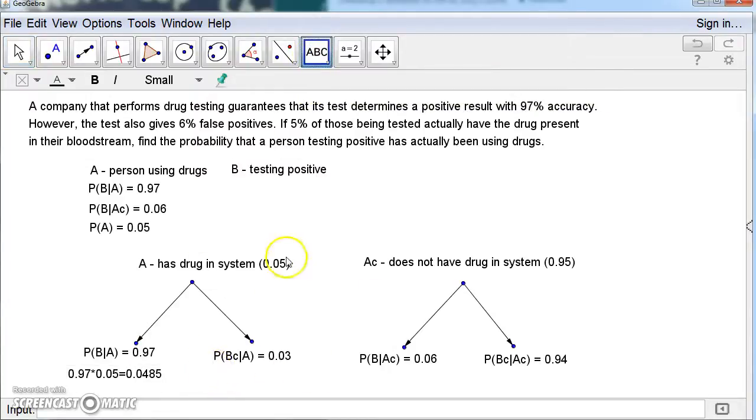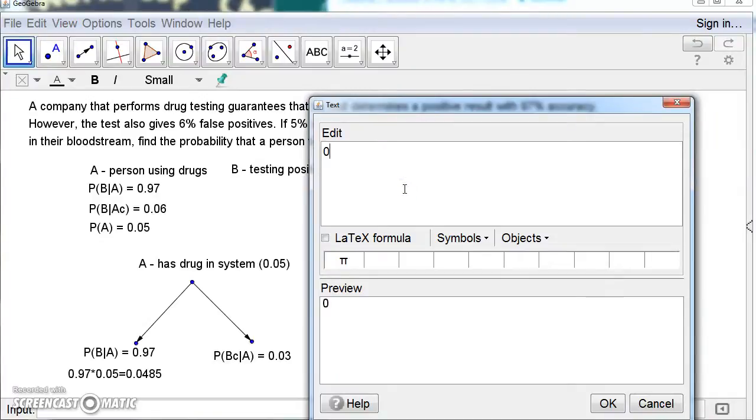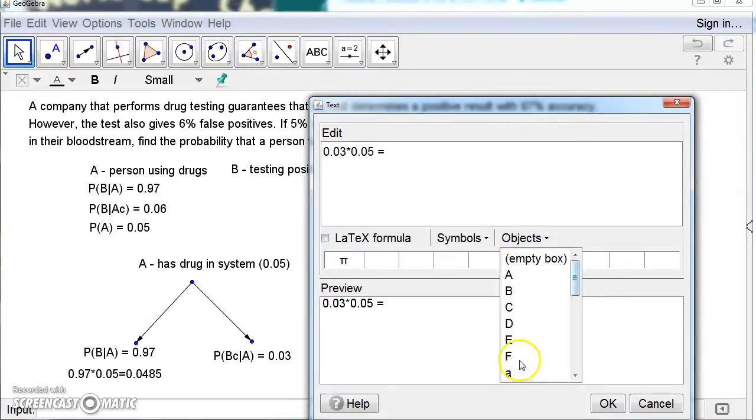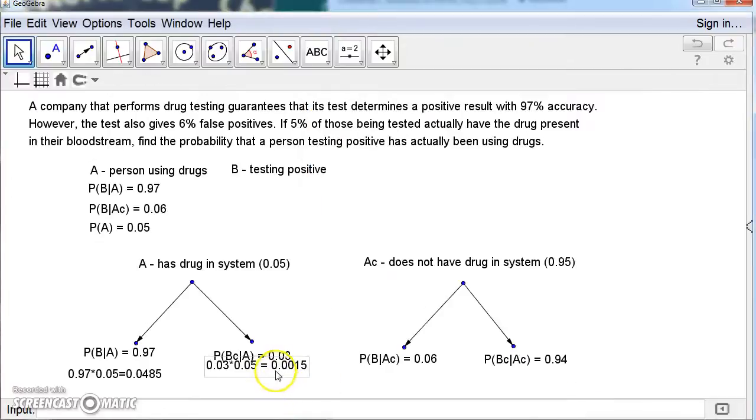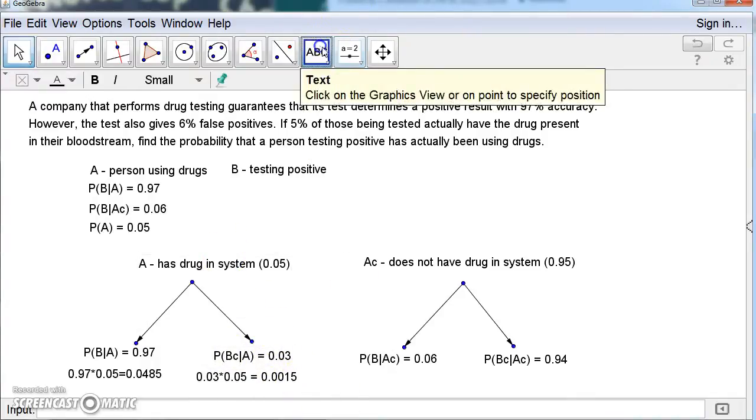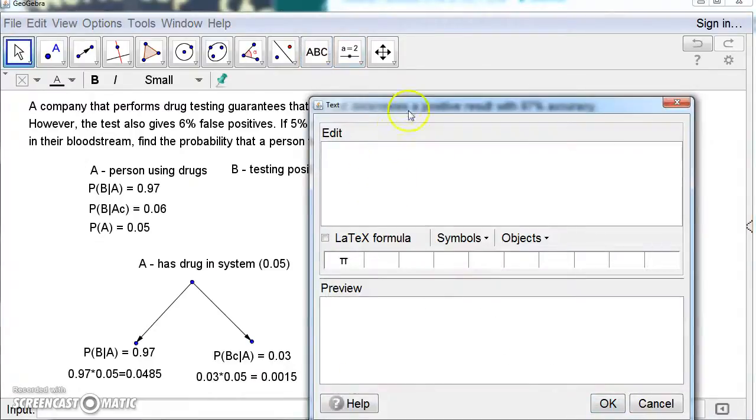So this one is going to be a 5% chance that the person has the drug, and then only a 3% chance that they do not get detected, right? So 0.03 times 0.05, which is equal to a very, very small chance, right? Only a 0.1% chance. It's highly unlikely that you could have the drug in your system and not get caught, in this case, not get actually testing positive.